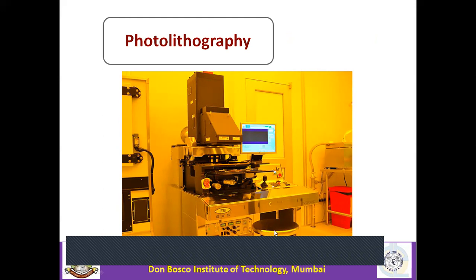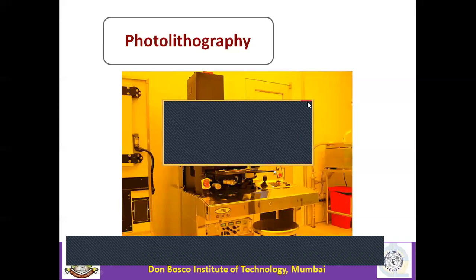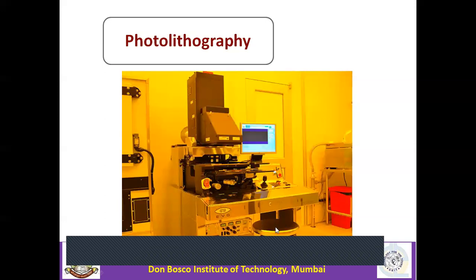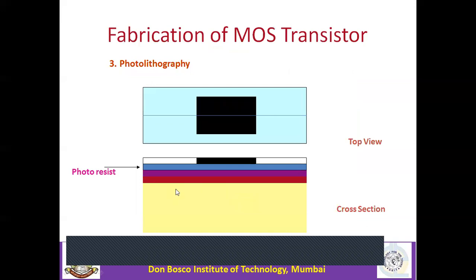You can see here is a spinner, and now everything is automated. Whatever the pattern is, that pattern is projected on this wafer. First we apply photosensitive material, and in order to get uniform thickness, the photosensitive material is dropped on this wafer you see here, and it is rotated so that it gets applied uniformly.